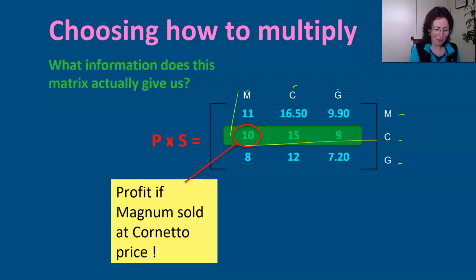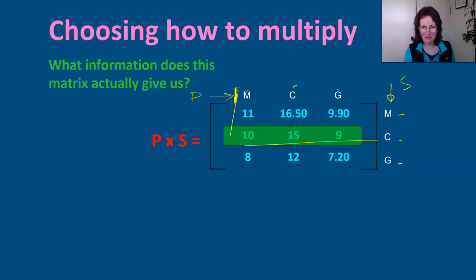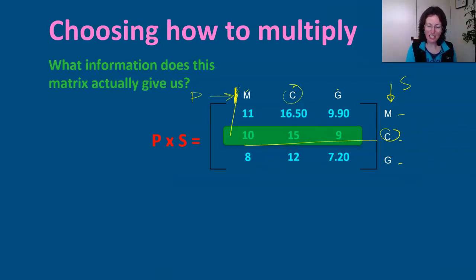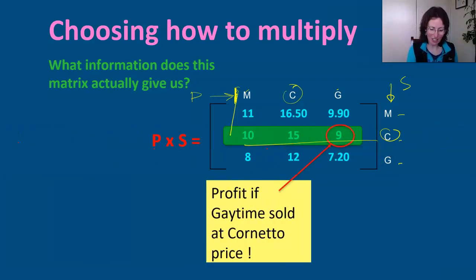So this is the profit of the Magnum, because the profit came first. So this up here represents the profit. And here is the number of sales. So the profit of a Magnum multiplied by a Cornetto price. That doesn't really even make sense, does it? What about this 15? Well, these C's do line up. So that is the profit if a Cornetto is sold at a Cornetto price. Okay, that makes sense. But what about the G and the C then? This is the Gaytimes sold at a Cornetto price. That doesn't even make sense.